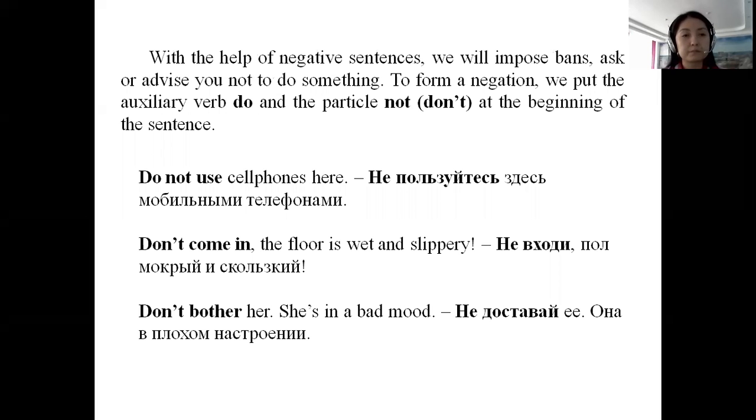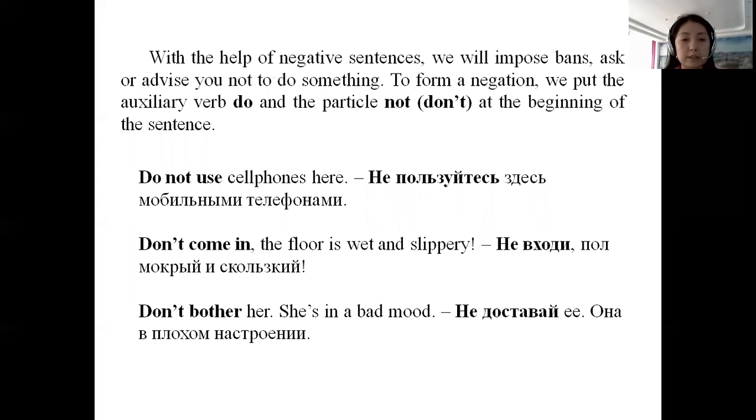And with the help of a negative sentence, we will forbid or advise you not to do something. To form a negation, we put the auxiliary verb do and the particle not, or we say don't, yes, at the beginning of the sentence. For example, do not use cell phones here, or we say don't use cell phones here. Не пользуйтесь здесь мобильными телефонами.